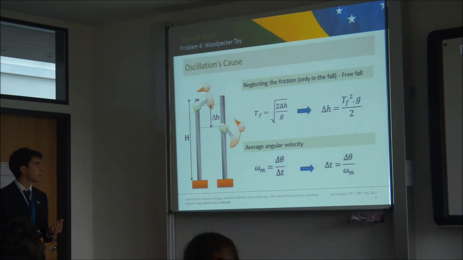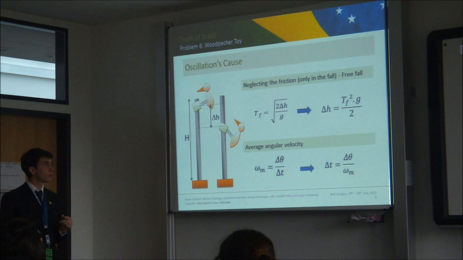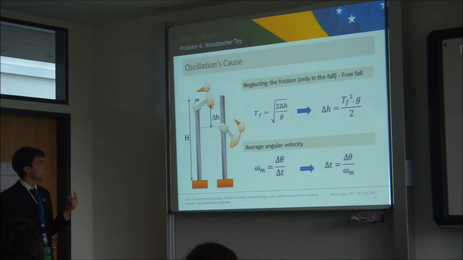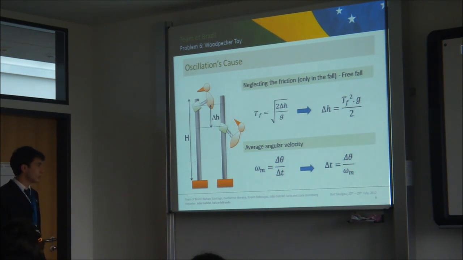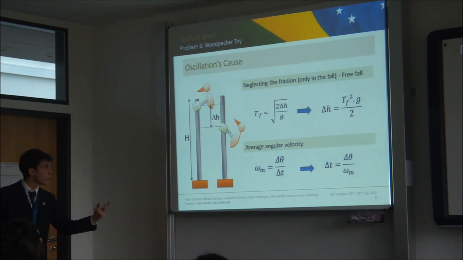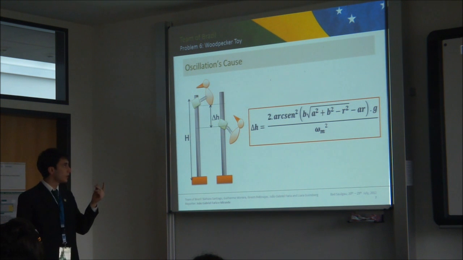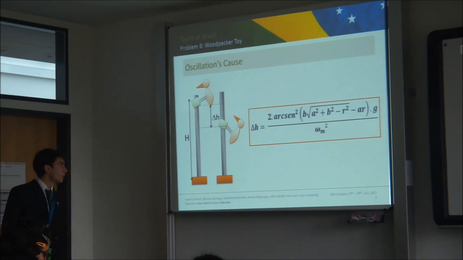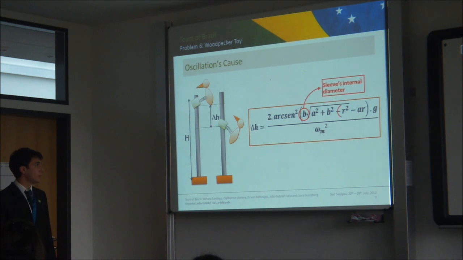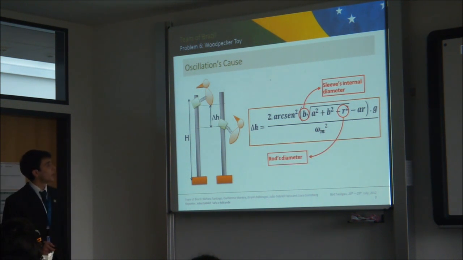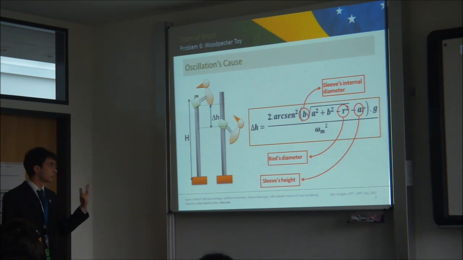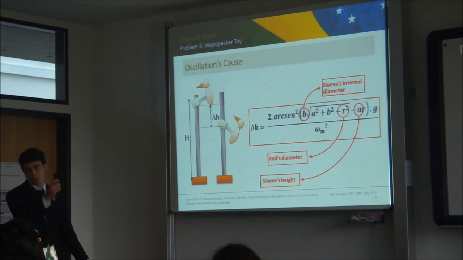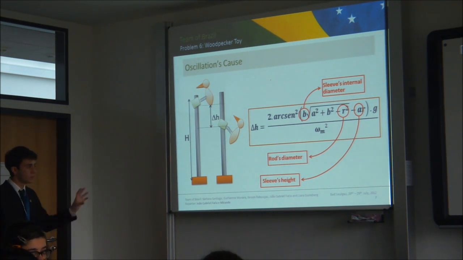For the fall of the woodpecker, we neglect the friction, only the fall of the woodpecker, because it's a really small fall. And considering this free fall, we have the equation for this delta H. And considering this average angular velocity, using these two equations, and comparing this angle with the angle of the rod, we can get to this equation where B is the sleeve's internal diameter, R is the rod's diameter, and A is the sleeve's height. And as we will see later, we will analyze all these parameters to see if it's valid.